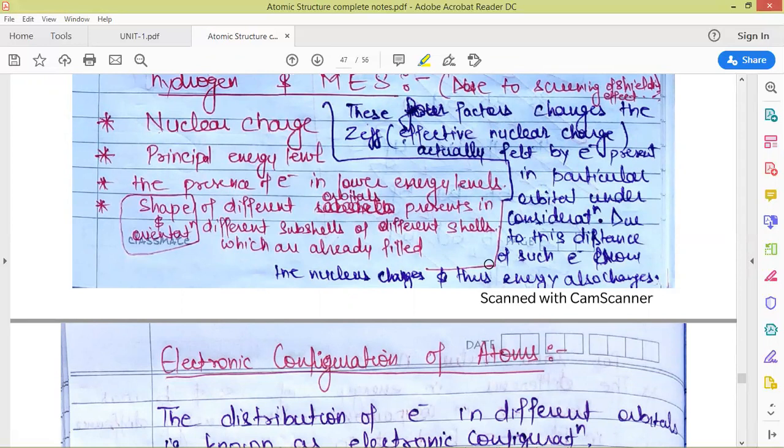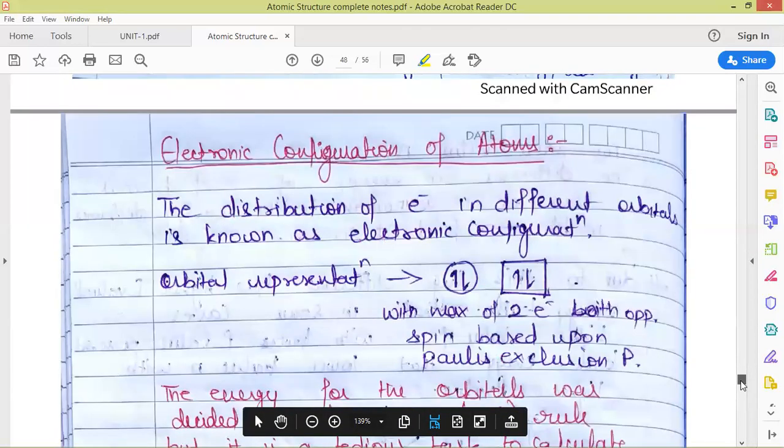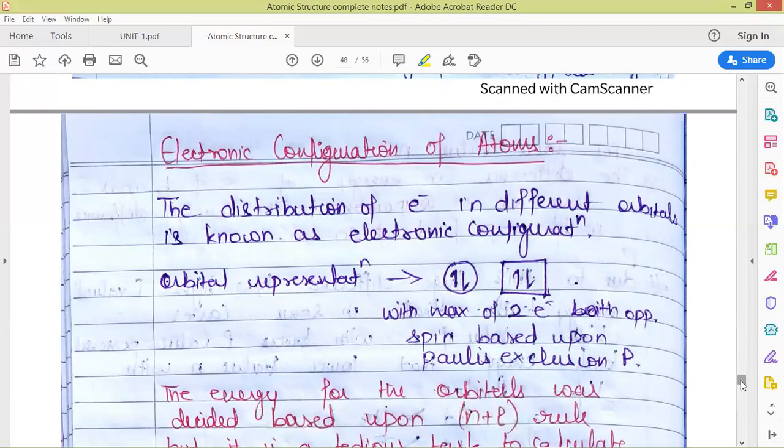The shape and orientation can affect the effective nuclear charge, because the screening exhibited by s orbitals is much more in comparison to p orbitals, and the screening exhibited by p orbitals is much more in comparison to d orbitals. That is why, while plotting the radial probability curves, we started the curve a bit distant from the nucleus for higher L valued curves. Next we have electronic configurations of the atom.